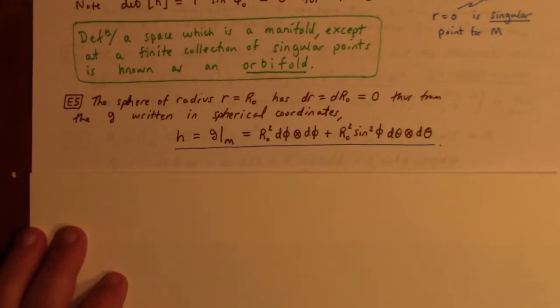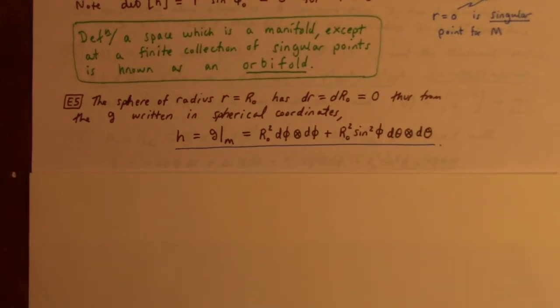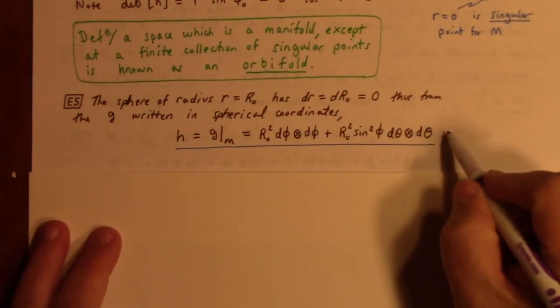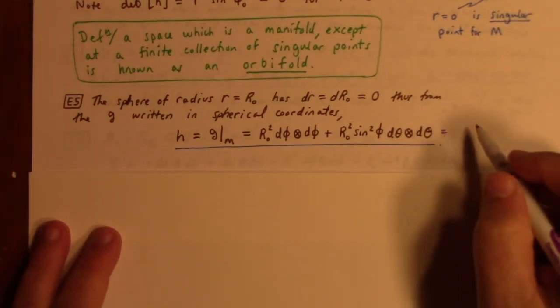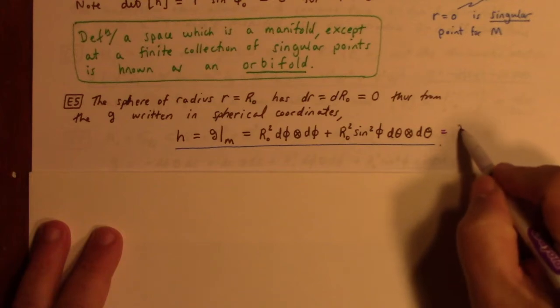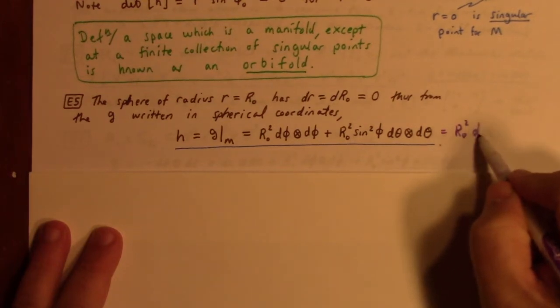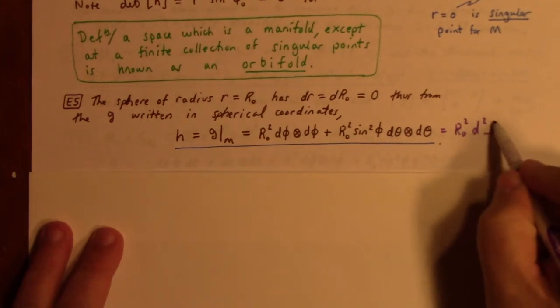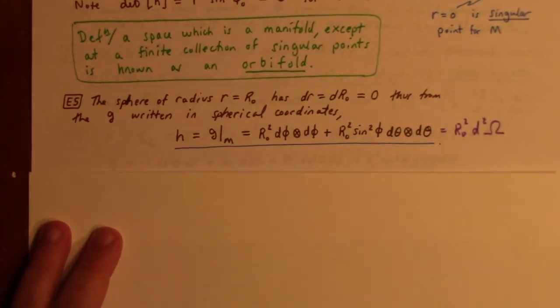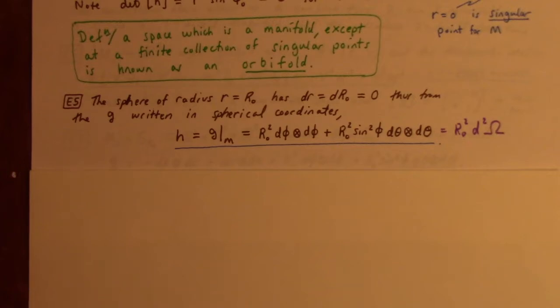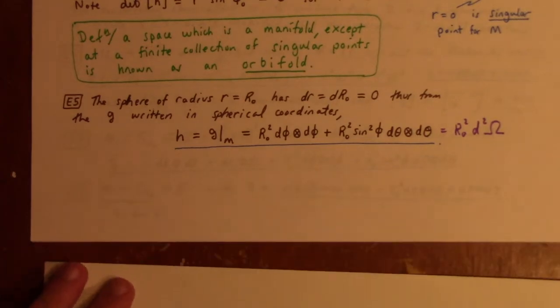Sidebar: in a larger context, this might be denoted as r naught squared d squared omega, where that's the solid angle, and the solid angle over a sphere is 4 pi, for example. But that's not really for this course, just a passing comment there. All right, so yeah.